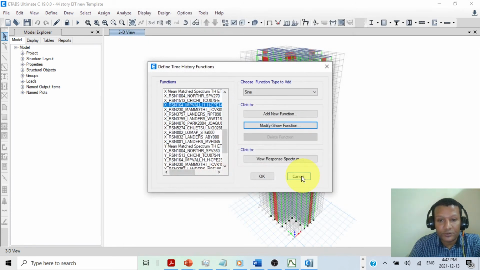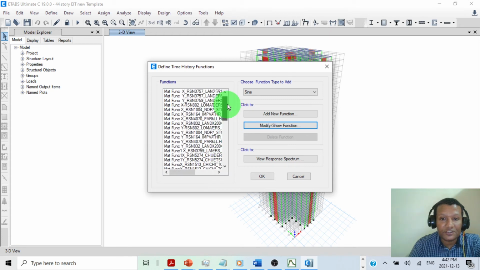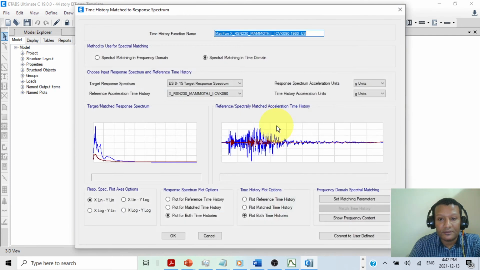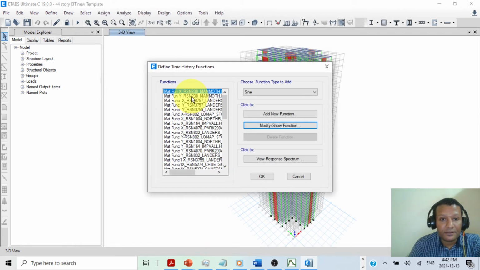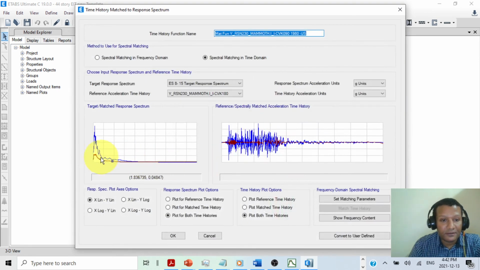So we have 11 earthquakes. As I showed you now, all are matched. For example, this is a matched RSN 230 Mammoth earthquake. You see, the original was here, but the matched one is almost okay. In the X and in the Y, both I matched it. In the X, in the Y, it is all matched.